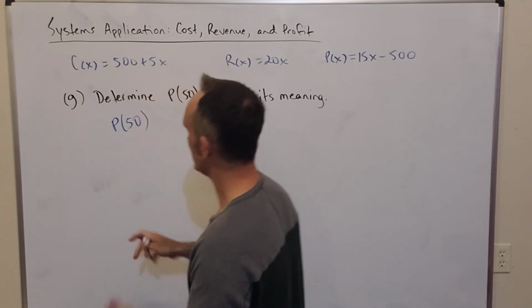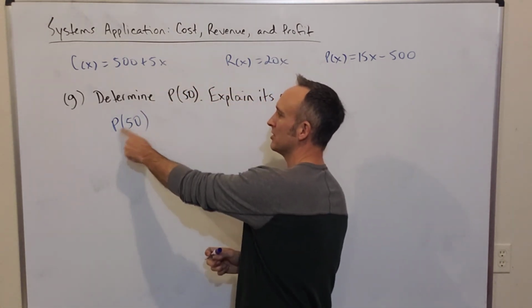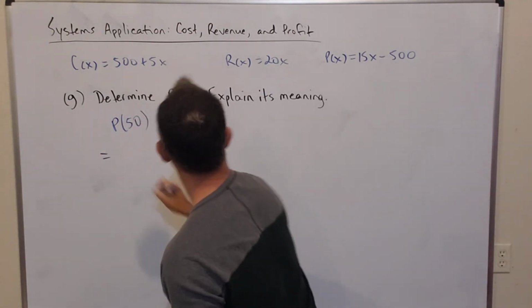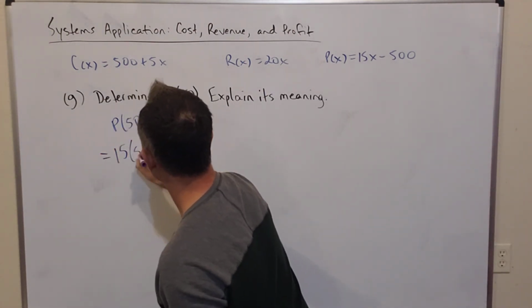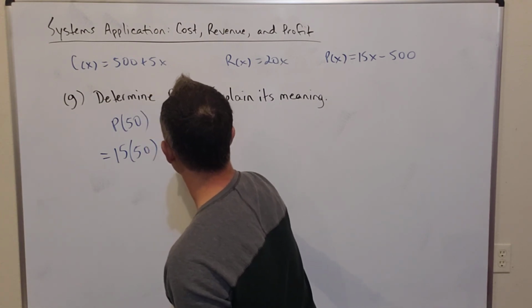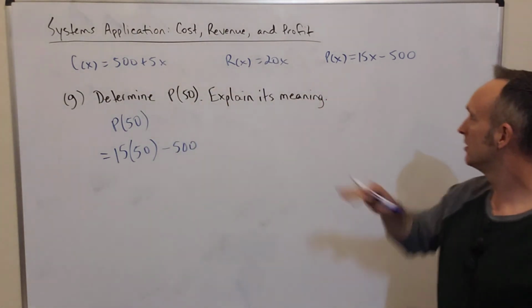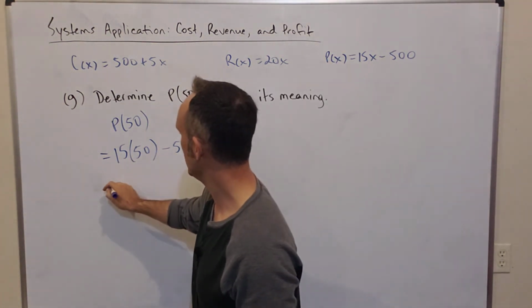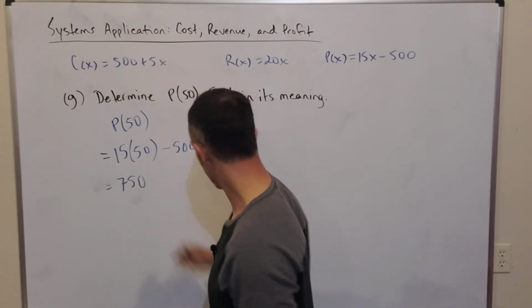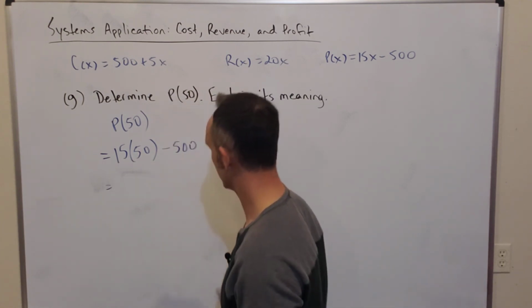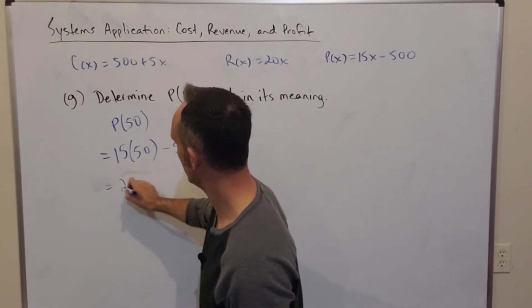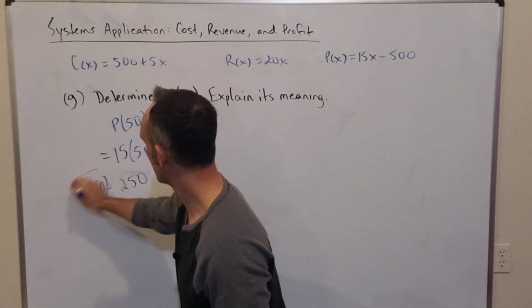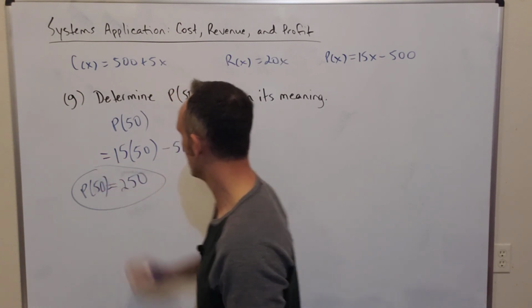So P of 50 means plug 50 into the profit function, which is over here. So we have 15 times 50 minus 500, okay? 15 times 50 minus 500. So that's 750 minus 500. Just do all that at once. 750 minus 500 is 250. So that's P of 50. That's the first part of the question. P of 50 equals 250.